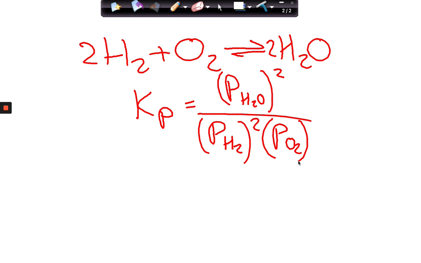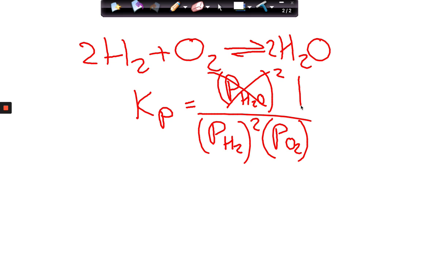But again, this is nonsensical. Why? Because water doesn't have a pressure. This is liquid water. And liquid water is a liquid and not a gas, not even vapor pressure, because that would be a vapor. Liquid water doesn't have a pressure because it's a liquid. And as a result, it does not belong in the expression. So the Kp for this is literally inverse pressure of hydrogen squared times the inverse pressure of oxygen. Do you see how that works?